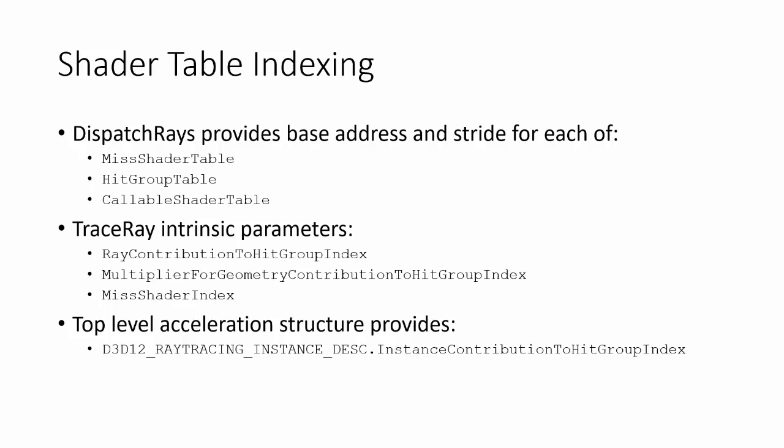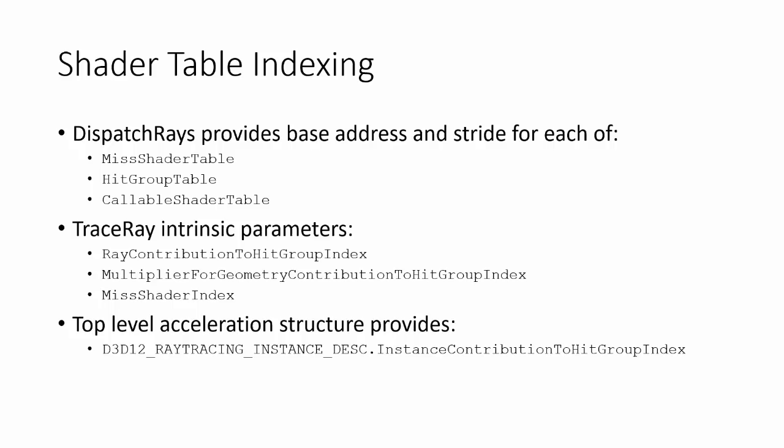When I call dispatch rays, I provide 3 tables, and for each of these tables, I just provide a pointer to the start of the table and the stride value, which is determined by how many root arguments I had, so how big my records are going to be. I have one table for all my miss shaders, if there are multiple. I have another table for my hit groups, and I have a third table for my callable shaders. We're kind of skipping over callable shaders today, but they follow very much the same pattern as everything else.